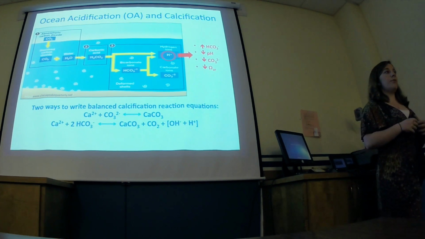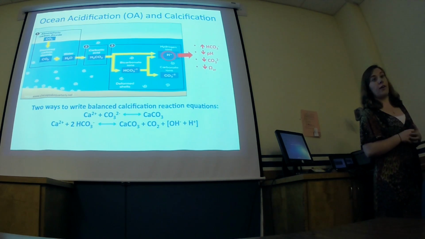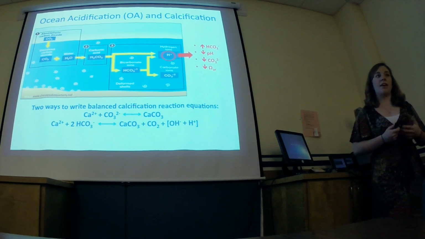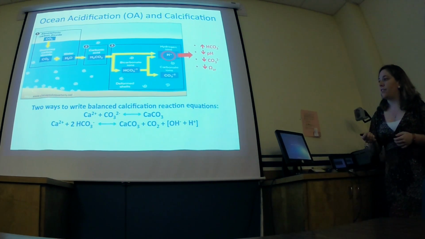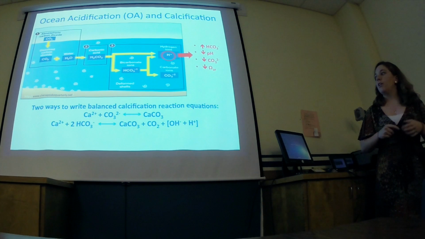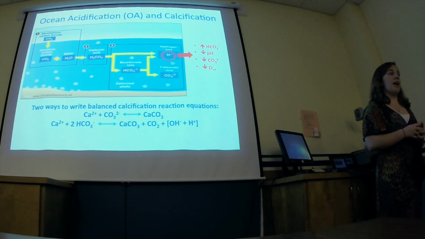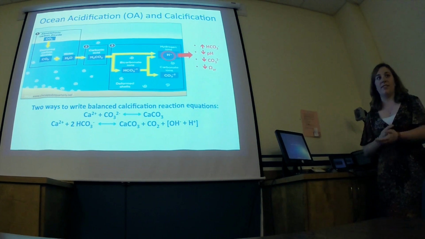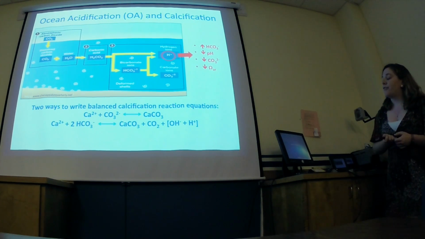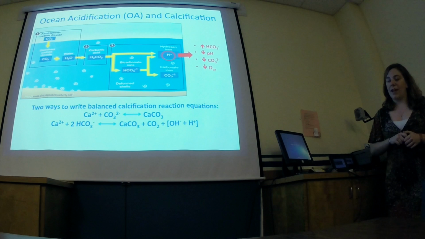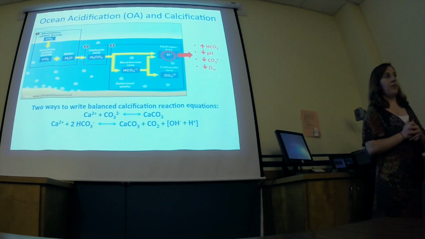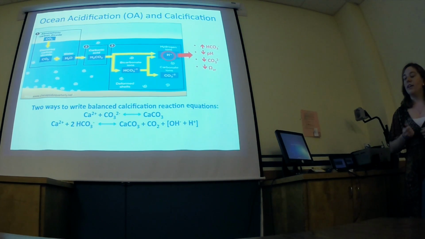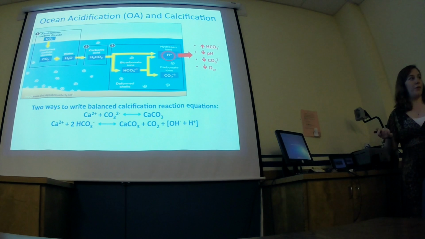So there are two calcification equations that can be written. First off is the chemical equation, where calcium and carbonate are reacting to form calcium carbonate, which is a solid, and that is the skeleton of corals. And then from more of a physiological standpoint, we have calcium and bicarbonate forming calcium carbonate, CO2, and then this, of course, is water.